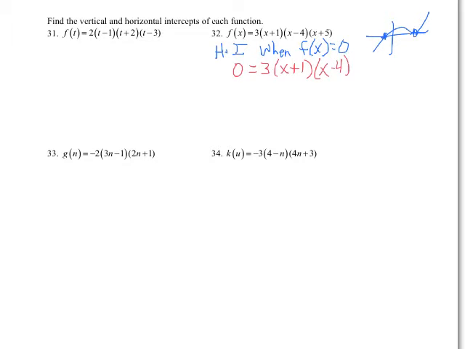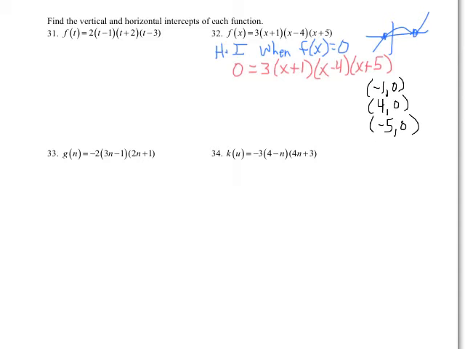we can apply the zero product property and find out that this occurs. We have three instances, one when x is -1, one when x is 4, and one when x is -5. So our horizontal intercepts occur at those three locations: (-1, 0), (4, 0), and (-5, 0).